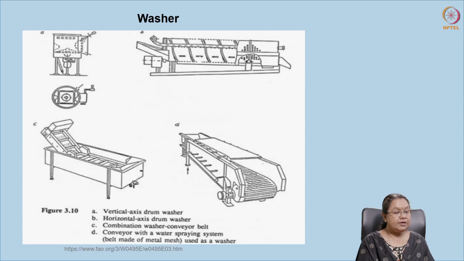So the next equipment is the washer. After descaling, the fish needs to be washed. So these are some of the washers. You can see here you have a vertical axis drum washer. And then we have a horizontal axis drum washer. Then this is a combination washer with a conveyor belt, which carries the fish. And then this is a conveyor with a water spraying system. So these are some of the different types of washers that are used in the pre-processing industry.